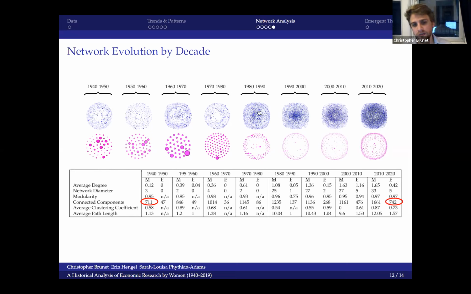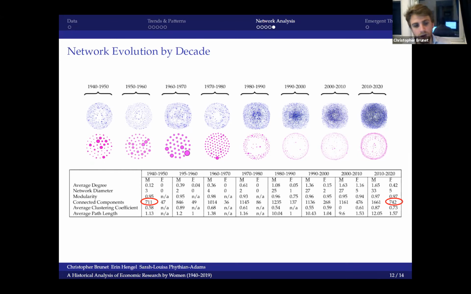So for most of the history of our data set, women co-authored with men or women solo authored, and only in the past couple of decades have women begun to co-author with each other and publish as teams. So the story we're telling here with this figure is that networks are starting to emerge. And supporting this story is our table below, which is just metrics of the network.